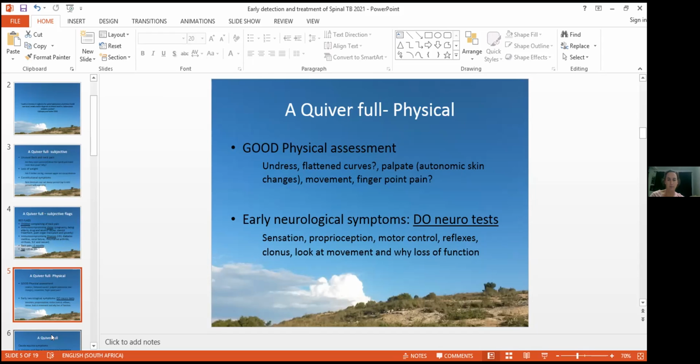Early neurological symptoms, if you do a neuro test, you can see them. Sometimes a mild neurological loss is one of the first indicators. The very first indicator can be a loss of vibration sense, which you can do with a tuning fork, but most people don't do that. But just basic sensation, proprioception, checking their motor control, reflexes, clonus, and look at the movement and why they've lost function.